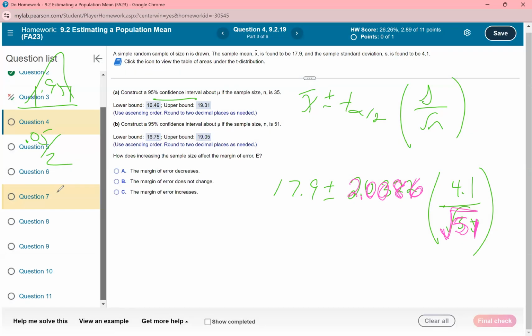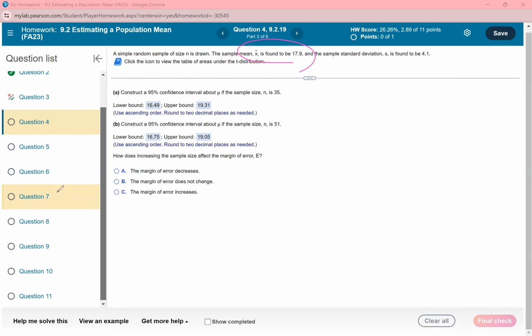How does increasing the sample size affect the margin of error? All right, y'all, so that margin of error is that distance from the sample mean of 17.9 to the end, or 17.9 to this end. So as this went up, didn't the margin of error decrease?